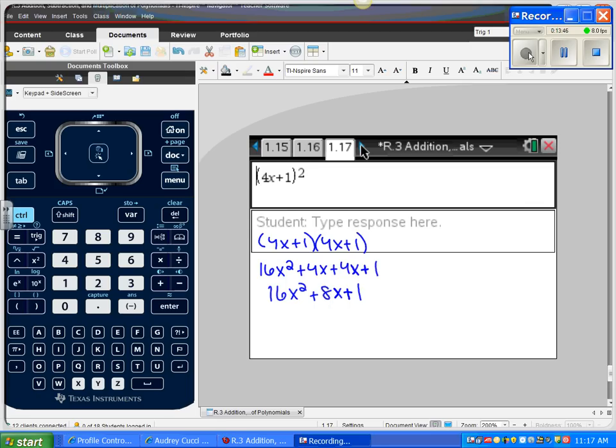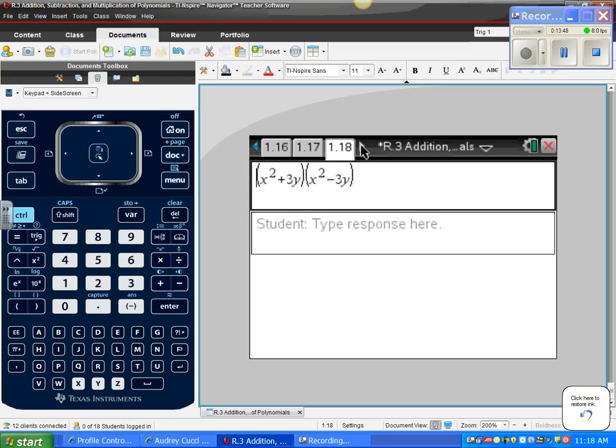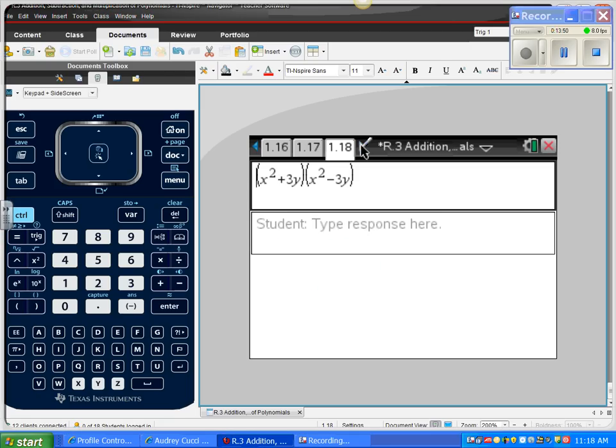All right, let's try one more. Again, we're just FOILing this out. x squared times x squared is x to the fourth, minus 3x squared y, plus 3x squared y, minus 9y squared. Combine your like terms. These centers cancel, and you're left with x to the fourth minus 9y squared.